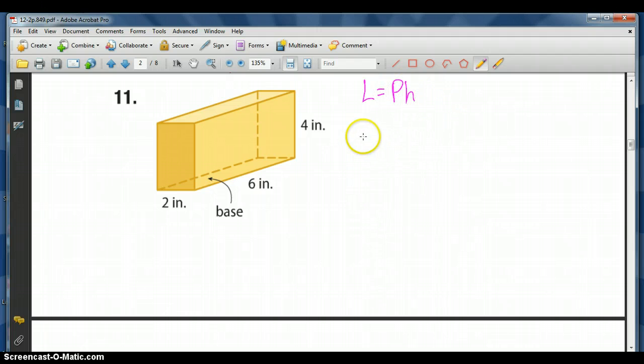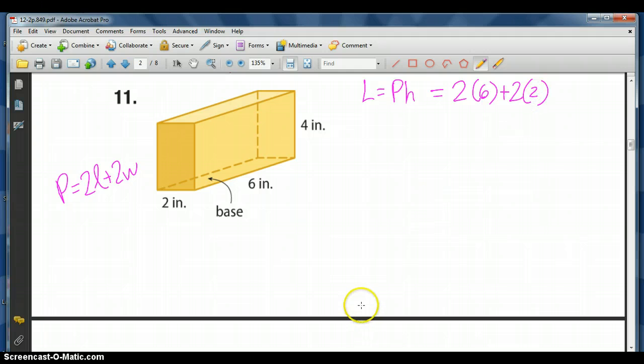Number 11, our lateral area will be the perimeter of the base times the height of the prism. So it's pointing to this rectangle to be our base. So our perimeter is 2 times the length plus 2 times the width. So length of 6, width of 2. And then I want to multiply that result, the perimeter times the height of my prism, which is 4.